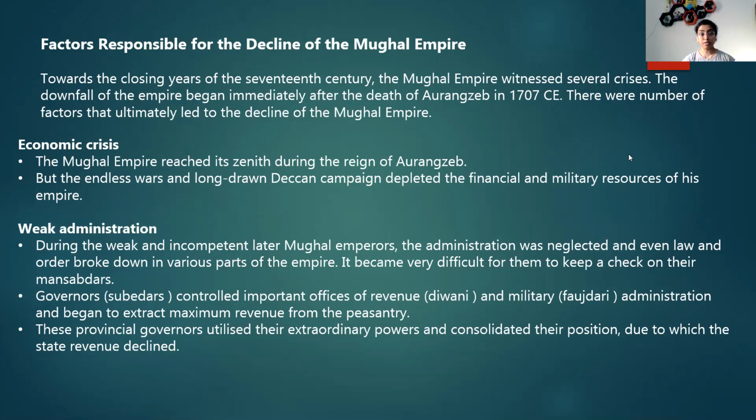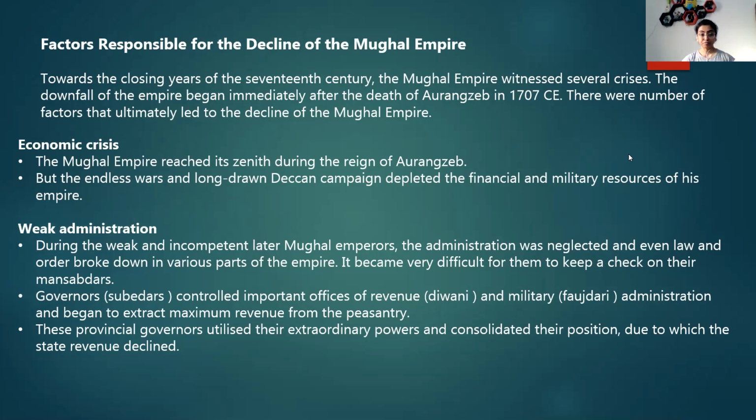And the governors, the subedars, they controlled important offices of the revenue. Revenue department is known as Diwani. Military department is known as Faujdari. All right, and they began to extract a lot of revenue from the peasants. So after the Mughals, what happened? These subedars or the governors tried to collect a lot of taxes from the poor farmers or the poor peasants.